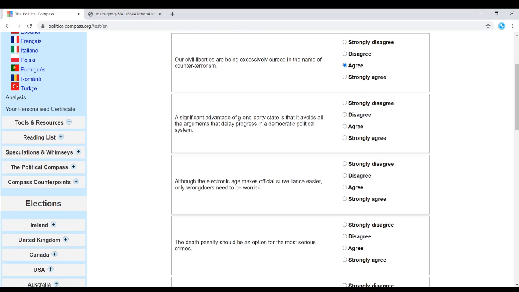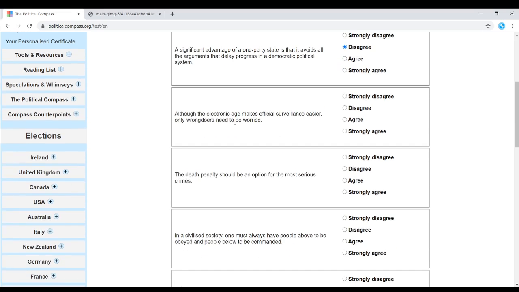A significant advantage of a one-party state is that it avoids all the arguments that delay progress in a democratic political system. That's kind of dumb. Of course it does. Of course a one-party state avoids the arguments that delay progress. But I don't believe in a one-party state. I believe in democracy, so I'm going to disagree with that.